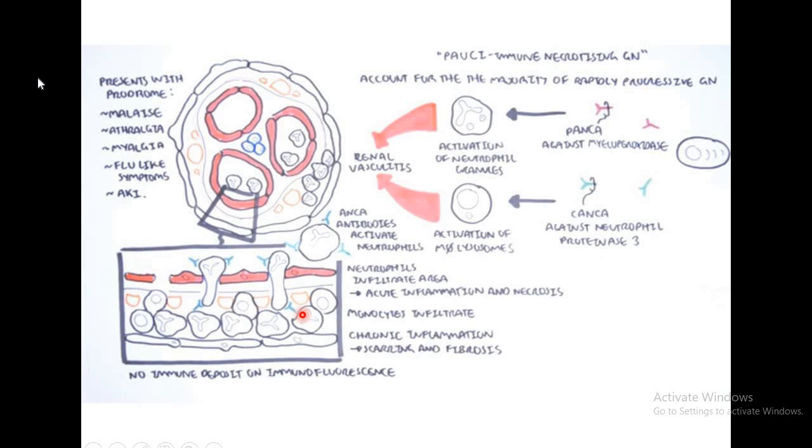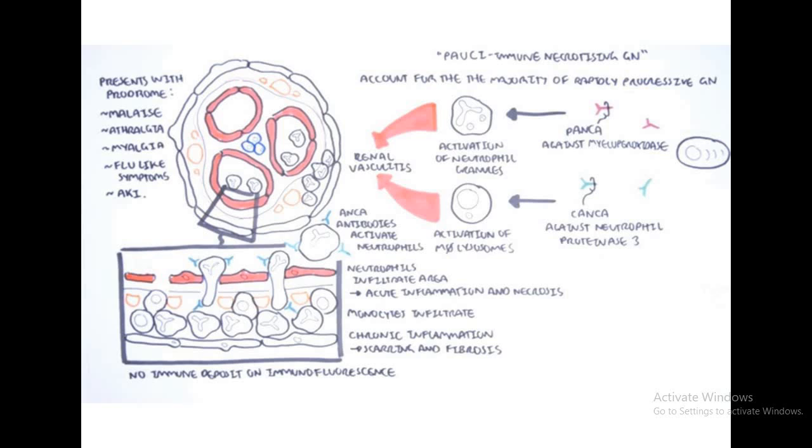And this is about anti-neutrophil cytoplasmic antibody associated glomerulonephritis. Remember, in this there will be no immune deposits in the immunofluorescence. So this is the second most important cause of nephritic syndrome. Obviously the symptoms will be oliguria, hematuria and proteinuria, and hypertension will be there in these patients.